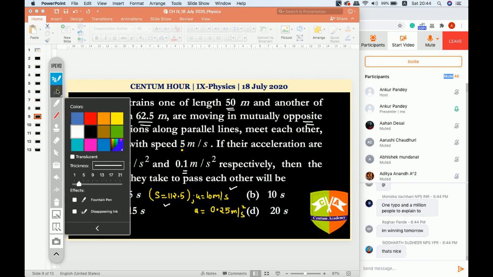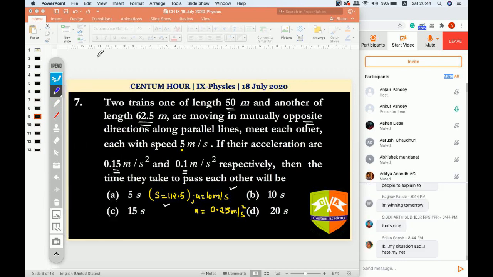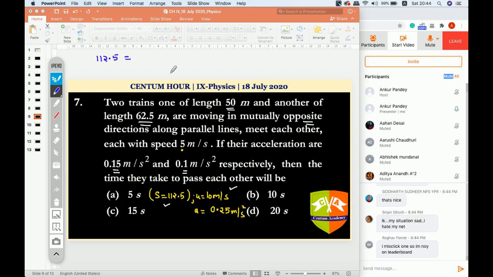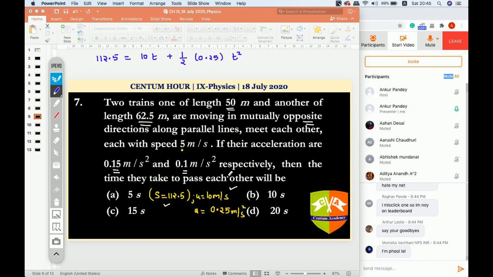Sure. So our calculations will go like S equals UT plus half A T square. Sir, it's much easier if you convert it to a fraction. Yeah, I'll come to that only. Very good. Very beautiful.